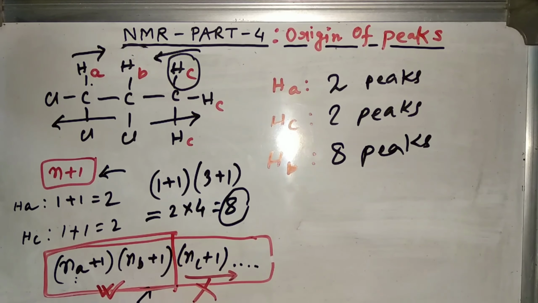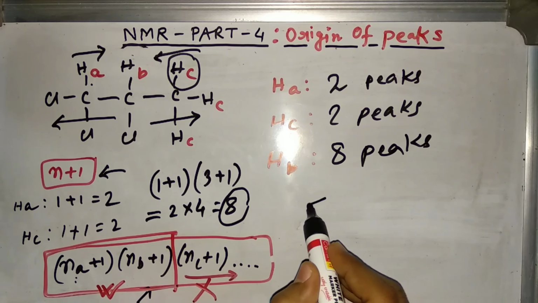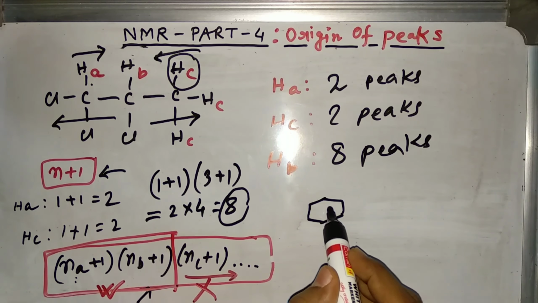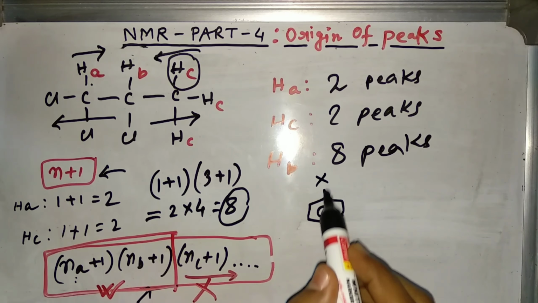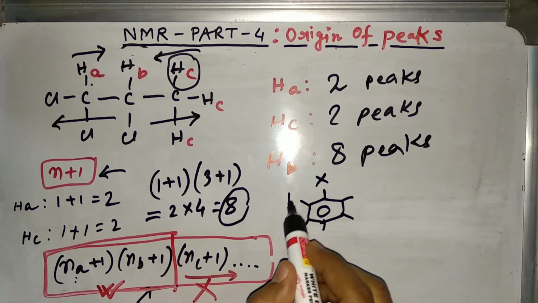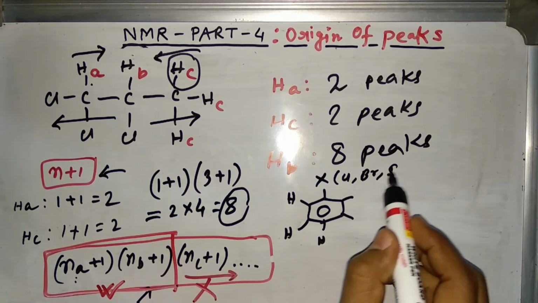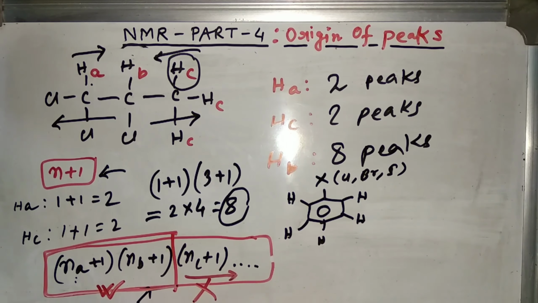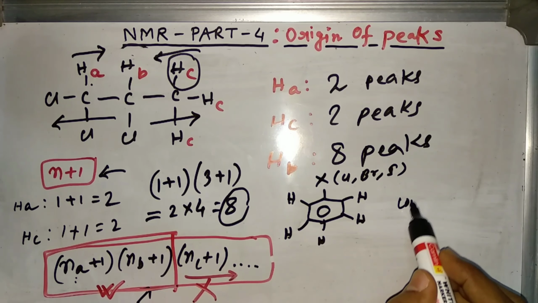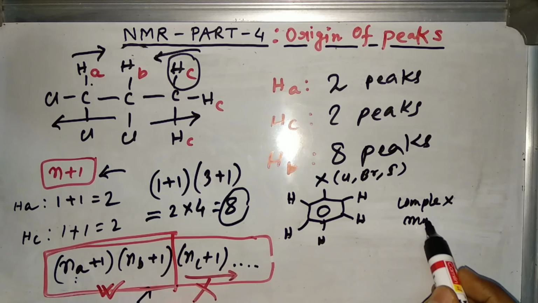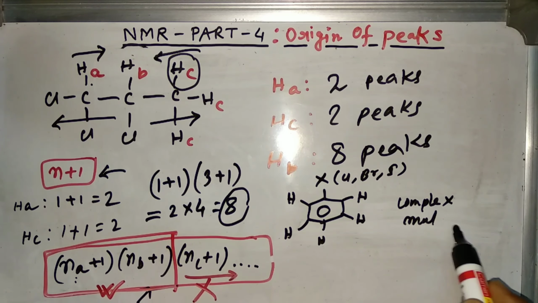So this is all about this kind of system, and now I just want to consider some aromatic systems. Let the first aromatic system be like this, with X. Say X is a halogen, that is chlorine, bromine, iodine, etc. So this will give a complex multiplet. That means you will find a lot of peaks. There will not be any particular number of peaks. Okay, so that is why it is a complex multiplet.